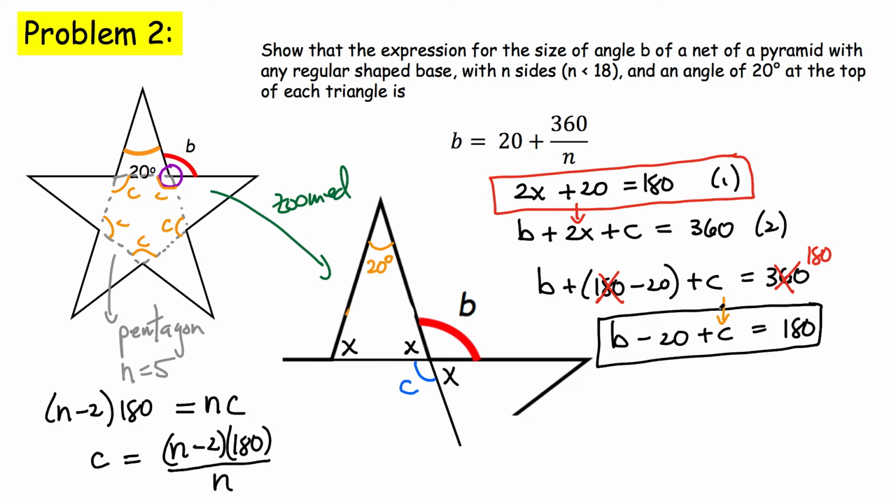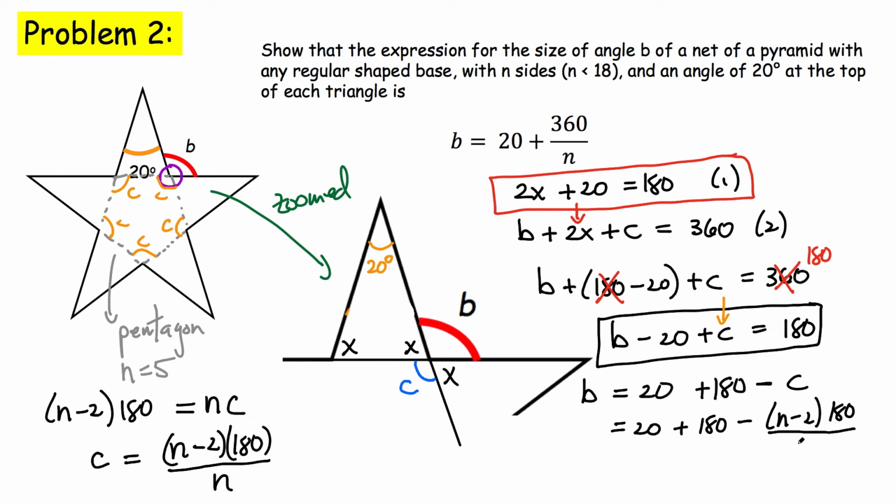So now what we can do is simply substitute that value c inside my expression over here inside the box. Let's go ahead and do that. I'll bring the 20 on the other side. So we're going to have 20 plus 180 minus the angle c. The angle c is right here, so it's n minus 2 multiplied by 180, all of this divided by the number of sides n.